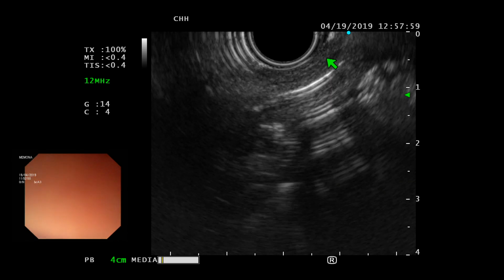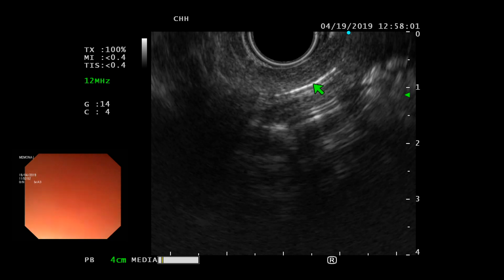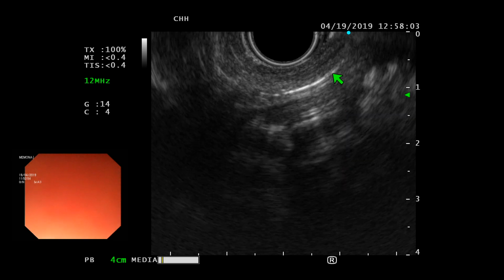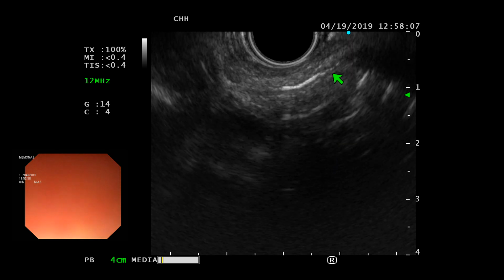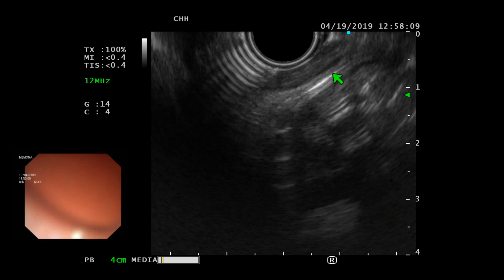And this, once the tumor goes through, this is the muscularis, right? This one here. So now, go ahead. So you can advance. This is somewhat of a limited evaluation, like you predicted.